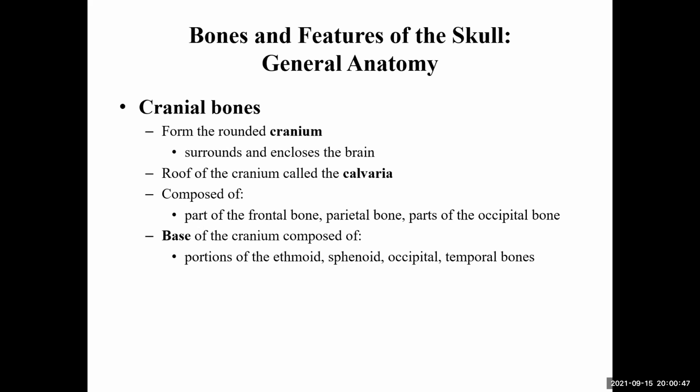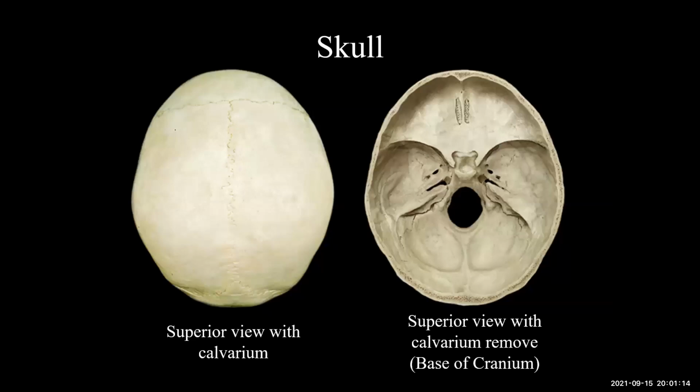If we were to lift the brain out, it would expose the base of our cranium. That's made up of the ethmoid, sphenoid, occipital, and temporal bones. Don't worry about that. I'll go through that with you. It's just to give you a decent idea of those bones. All right, so here's the picture that I'm talking about.